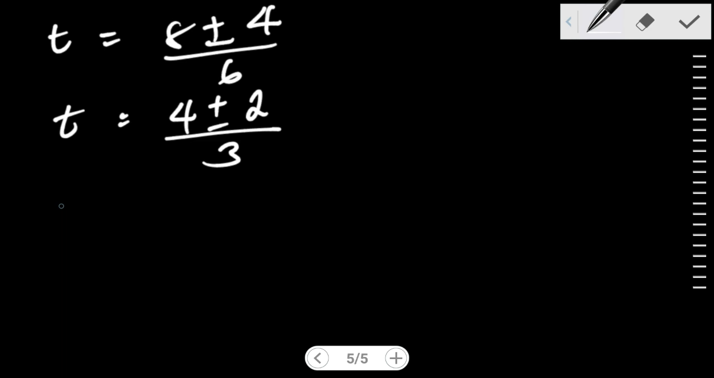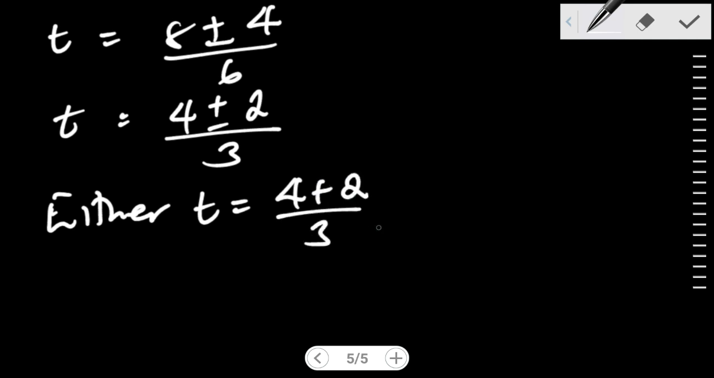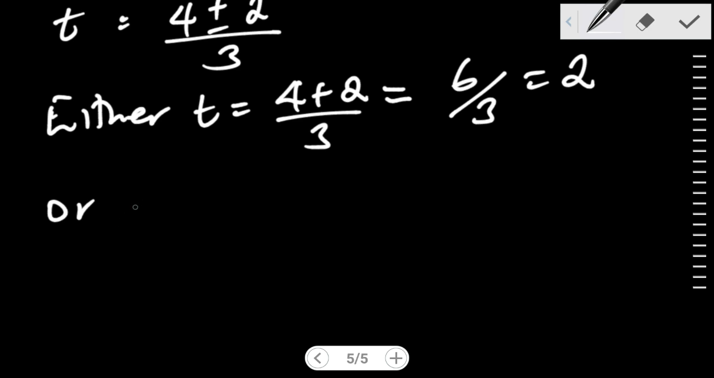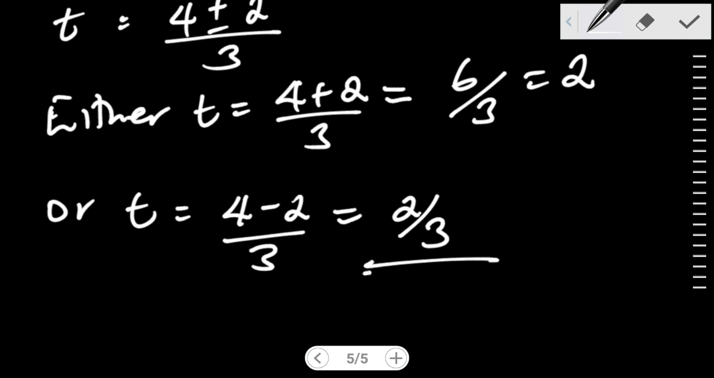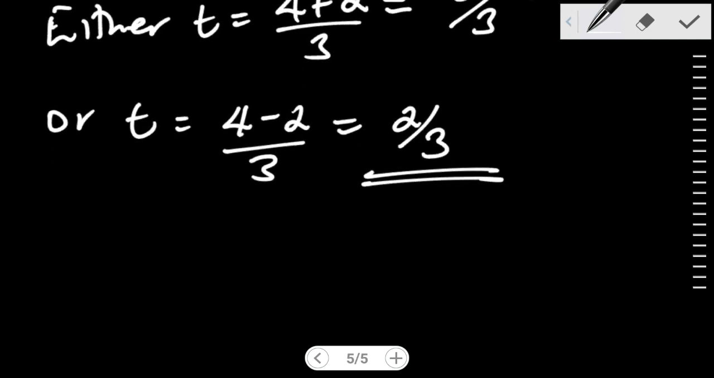And therefore, either t is equal to 4 plus 2 all over 3, which is 6 all over 3, which gives me 2, or t would be equal to 4 minus 2 all over 3, which gives me 2 out of 3, which is a fraction, which is okay. They're all answers.